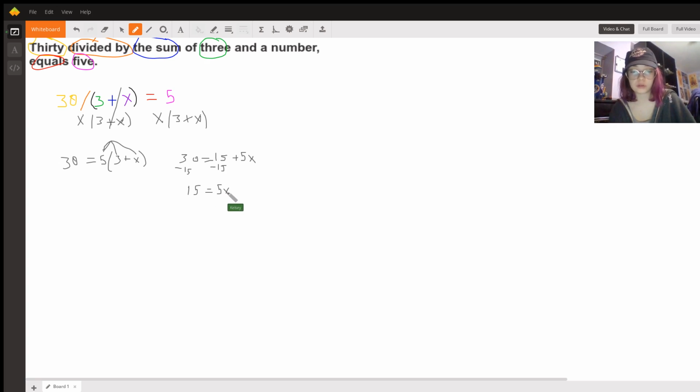Now the last thing that we have to do to get the x by itself is to get rid of this 5. So 5x means that we're multiplying 5 and x. And as we saw earlier, you undo multiplication with division. So then we divide both sides of the equation by 5. And we get our final answer that x equals 3.